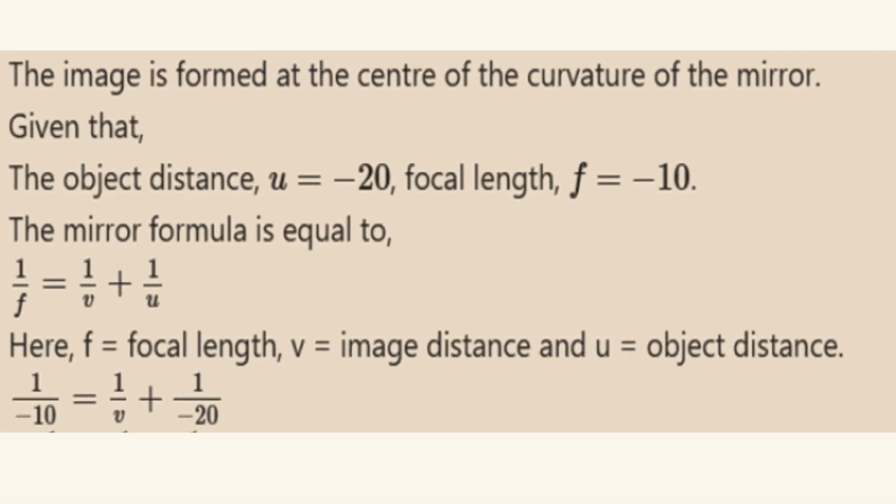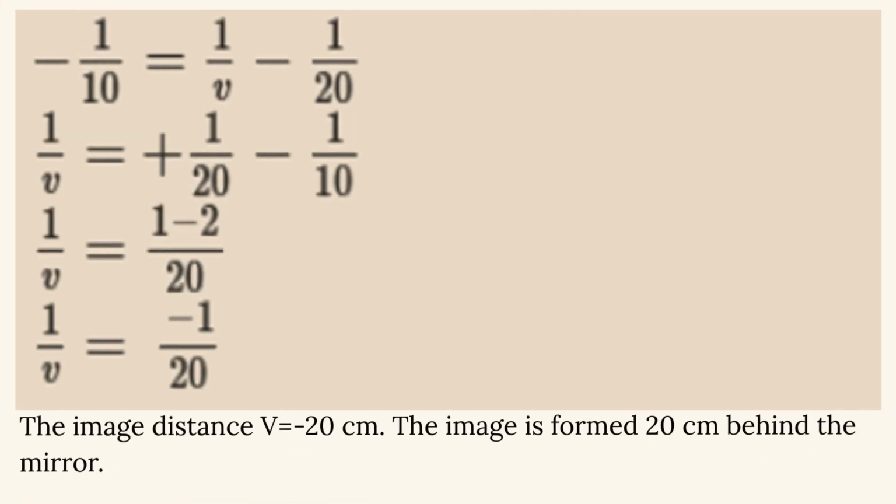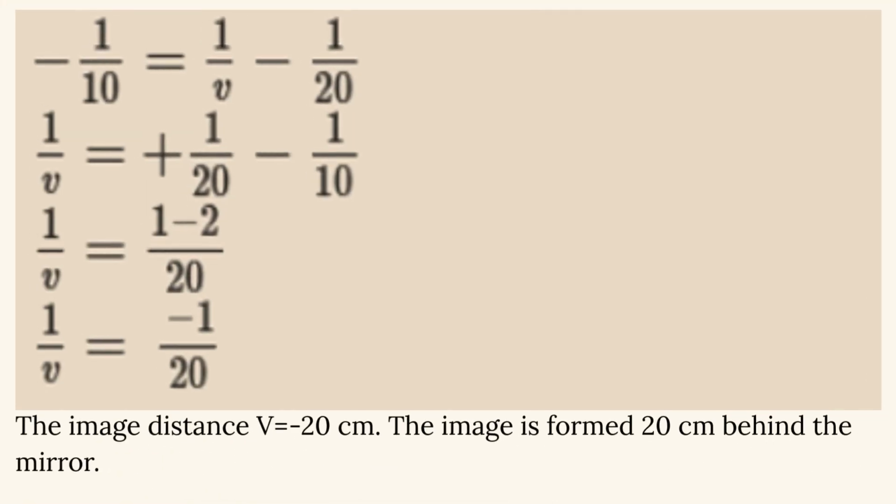To find the answer, use the mirror formula 1 by f is equal to 1 by v minus 1 by u. Here focal length and object distance of a concave mirror are negative. So 1 by minus 10 is equal to 1 by v minus 1 by minus 20. So v is equal to minus 20 centimeters. The image is formed 20 centimeters in front of the mirror.